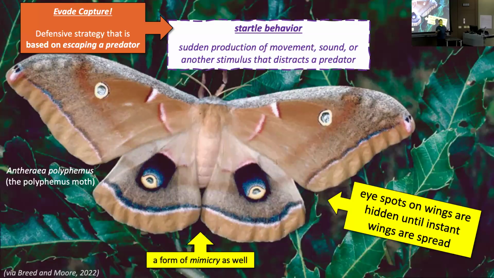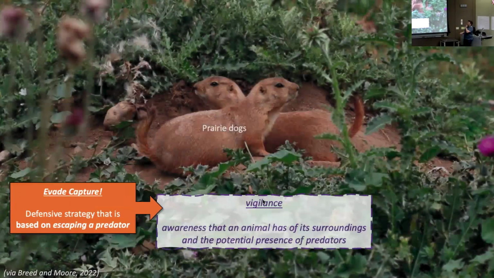So that's what we mean by a startle response: to do something a little weird that gives the predator pause. It doesn't completely generate avoidance, but it gives them a little bit of time so they can get away. So-called startle behavior. But of course, there's mimicry involved here as well. So a lot of mimicry in all this signaling stuff. All right, so that's one way to evade capture.